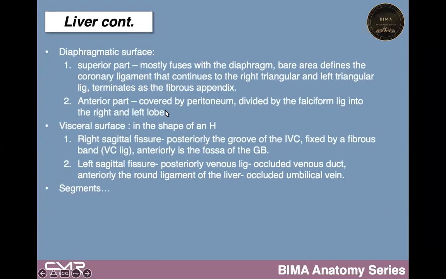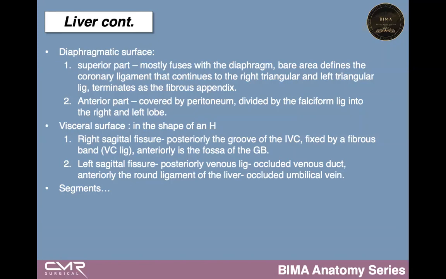The anterior part of the diaphragmatic surface is covered by peritoneum. We're going to talk about which type of peritoneum it is in a few slides, and it is divided by the falciform ligament into the right and the left lobe. So this is a very important landmark for us discovering what's the right, what's the left, really.